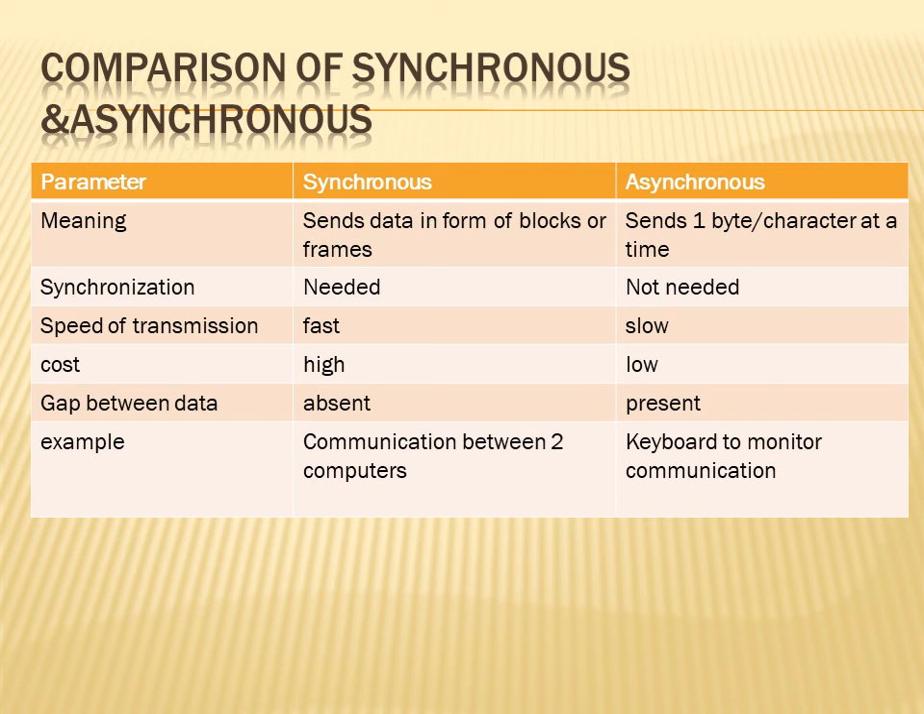So today we have seen the electromagnetic spectrum and transmission modes: simplex, half duplex, and full duplex. Next, the transmission types: there are two types, serial and parallel. Serial is divided into two, synchronous and asynchronous.